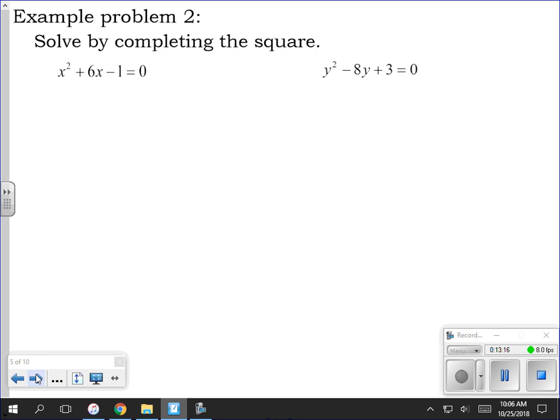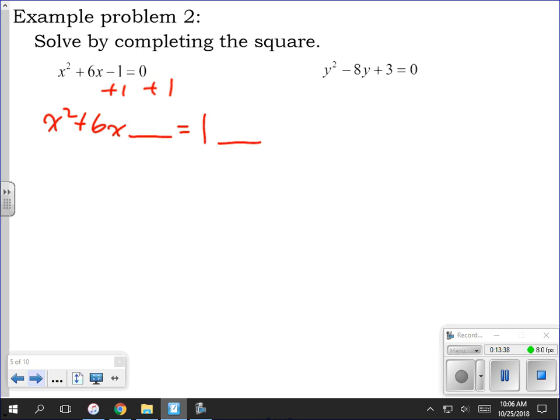All the x's on one side, numbers on the other. So what do I want to do? I add 1 to both sides. X squared plus 6x blank equals 1. And then I'm going to have a corresponding filling in the blank on the other side. So whatever I add to one side, I need to add to the other side.